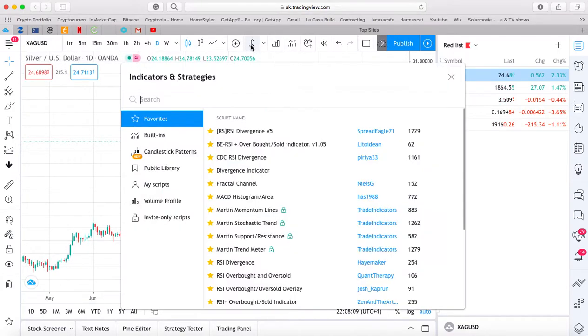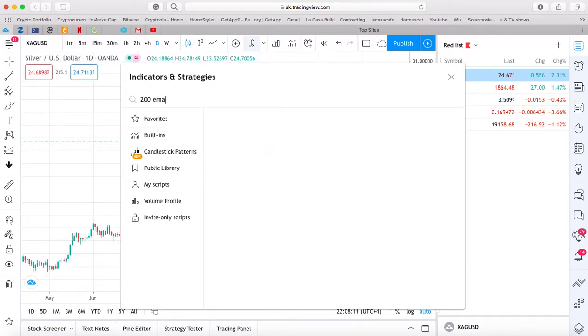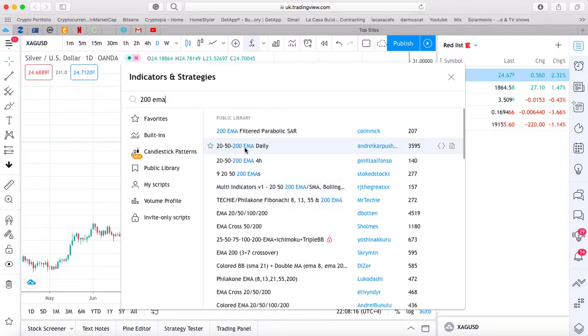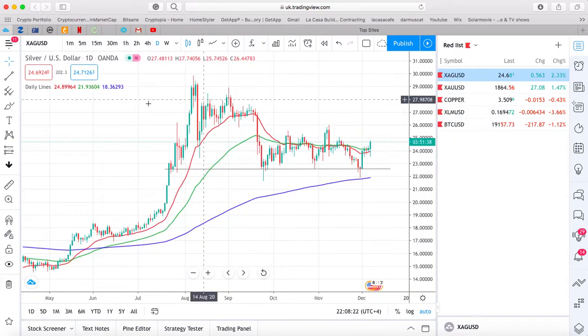Okay, let me just add a 200 EMA. Hopefully somebody has made it for us. Okay, yeah, let's just pick this for now. But that is very strange. I don't know why that happened. So now it's showing us 3. Let me see if I can go to settings for this one.